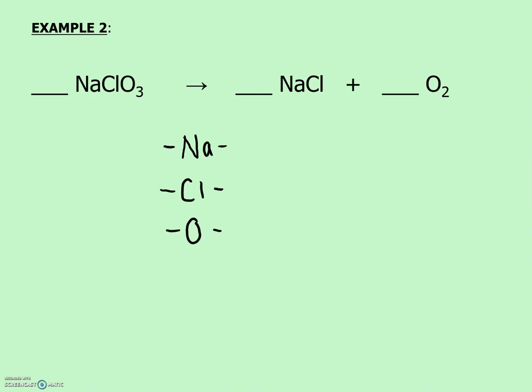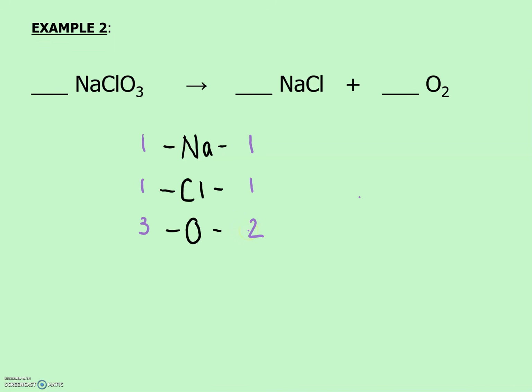So again, as we count the atoms, we're going to look on the left side and the right side and assume these coefficients are 1 until we change them. So over here on the left side, we have 1 sodium, 1 chlorine, and 3 oxygen. Here we have 1 sodium, 1 chlorine, and 2 oxygen, right? So we see that everything balances except for the oxygen at this point. So we need to increase the right side because this is only a 2.